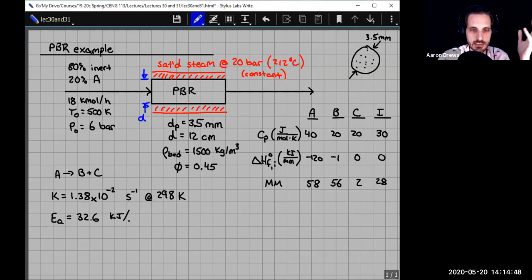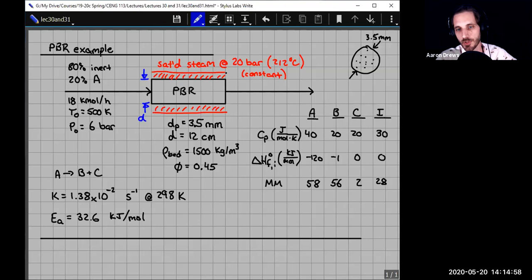That's a ton of writing. It's 214 and all we've done is summarize the problem. We haven't even actually started solving it yet. All we've done is summarize what the problem is. The question that we're going to try to ask, or I should say answer on this, is just find the maximum conversion of A.